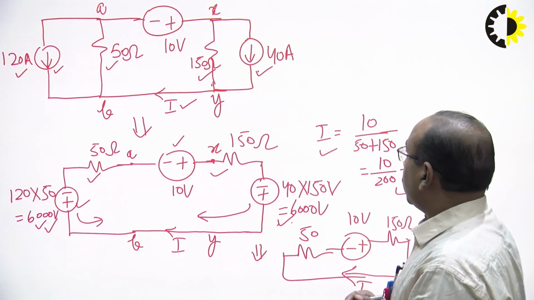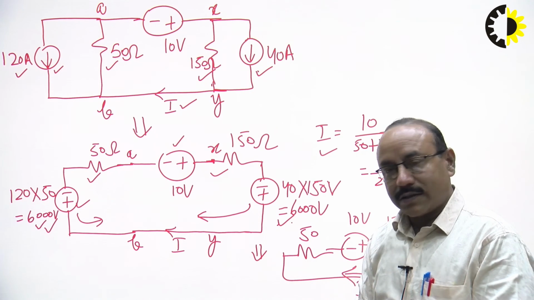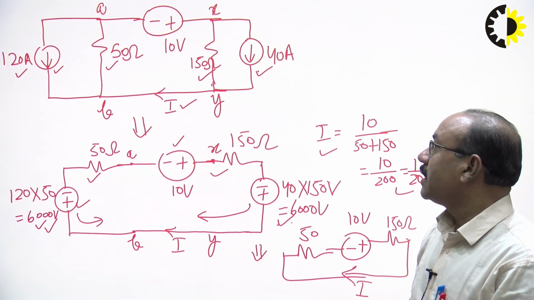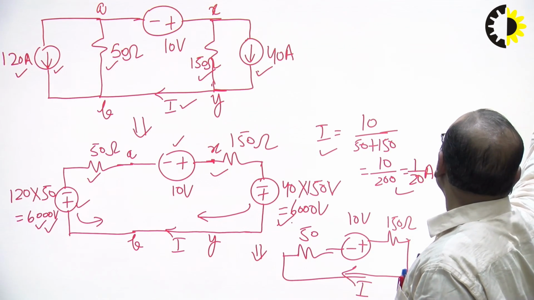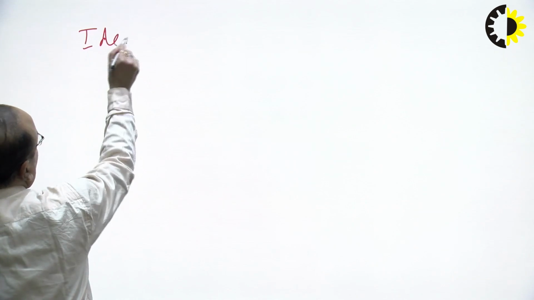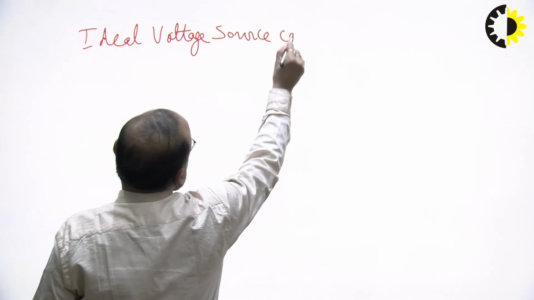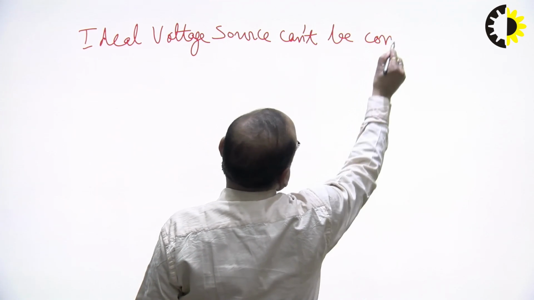So, these are the methods which we can apply for simplifying the circuit when we are using the source transformation method, and from that we are able to find the current or voltage in any branch. Another important point in this: ideal voltage source and ideal current source cannot be converted. That means, an ideal voltage source cannot be converted to an ideal current source or vice versa.